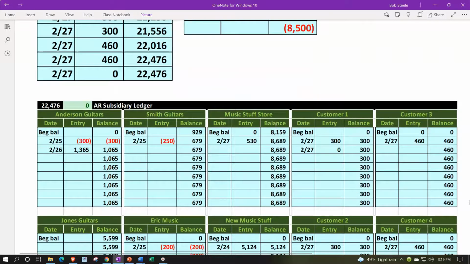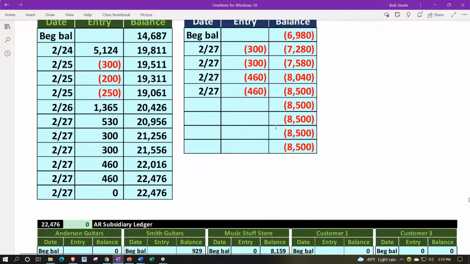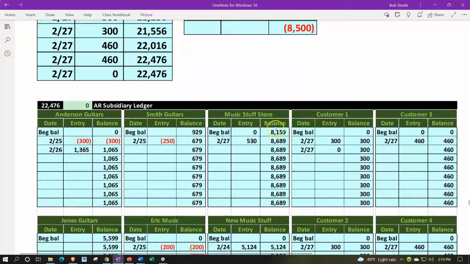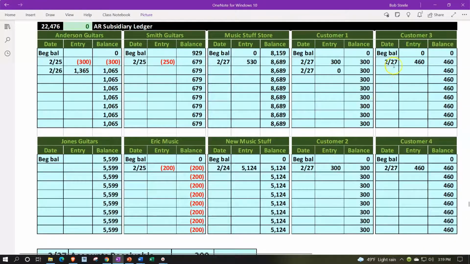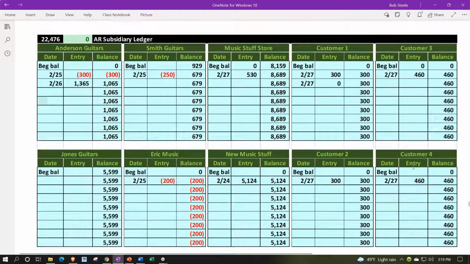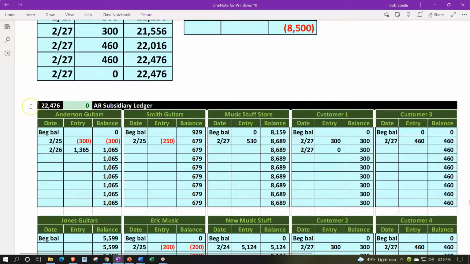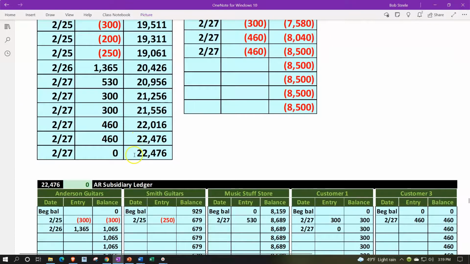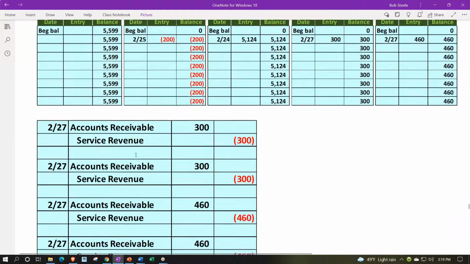The subledger then down here is going to be going up by the 300 here, I believe here, for customer 1, customer 2, customer 3, and customer 4 that we have now billed out for. If we add up all the information for the subledgers, that adds up to the 22,476, which ties out to what's on the general ledger.